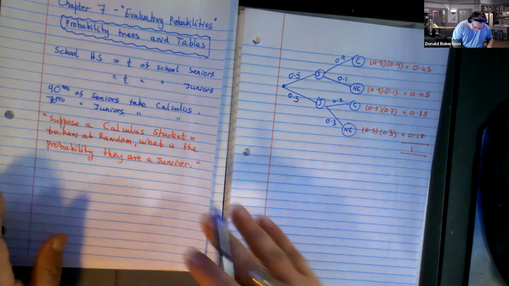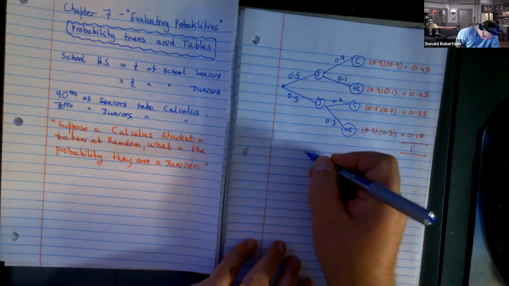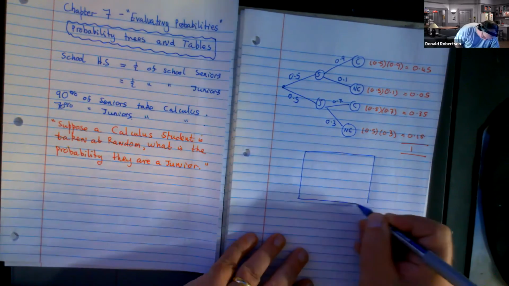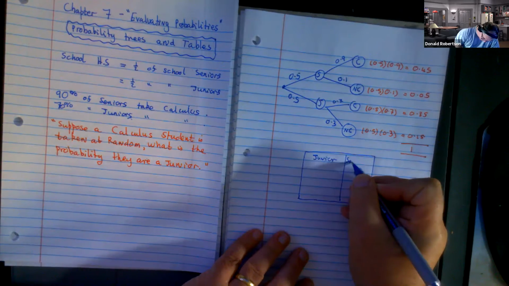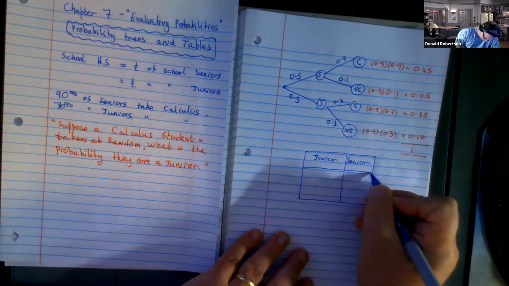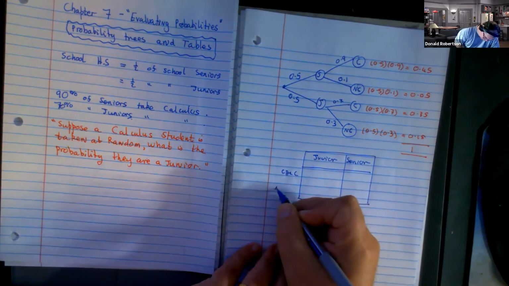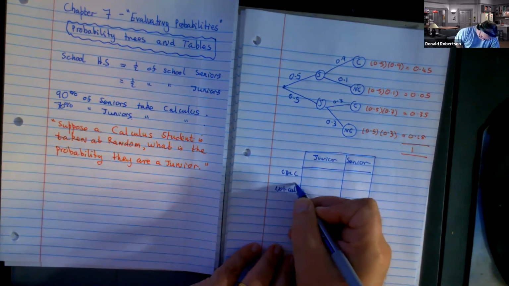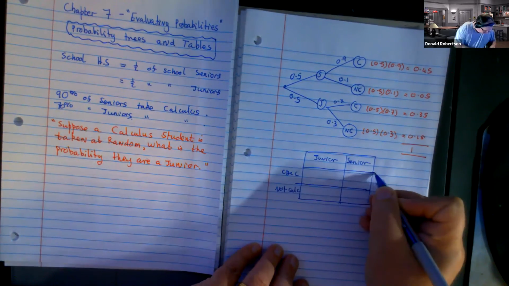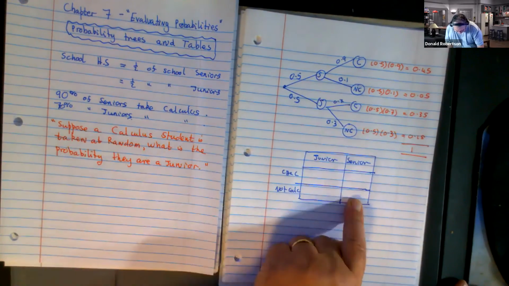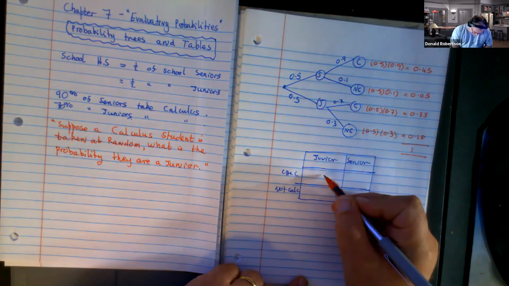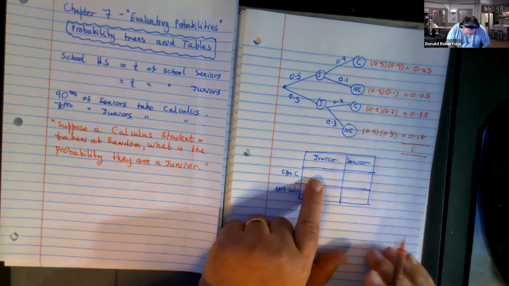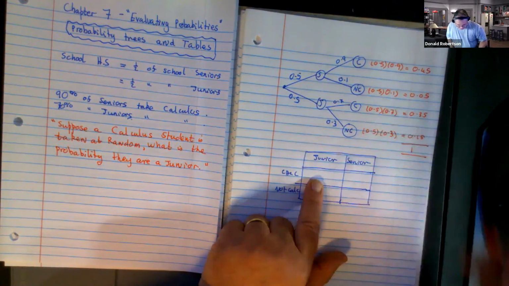Now I'm going to create a table to kind of put this information in. There were 2 things that were happening in this story. You were a junior, or you were a senior. And the other thing was you took calculus, or you're not a calculus student. So these numbers here are going to fit in these 4 boxes, right? So these are the probabilities of each of these 4 things happening. So this one here, the top left-hand box, are juniors that take calculus. Which one of these 4 is juniors that take calculus?